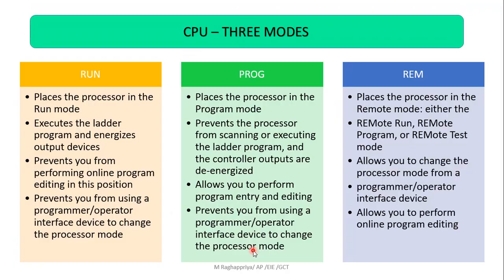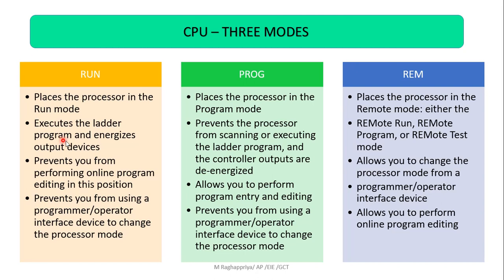So this is the CPU. Now this CPU has three modes: run, program and REM. What does run mode indicate? It means the processor is placed in the running condition. You have already developed a program and downloaded it into the processor, and that processor is connected in the real-time environment. It is now working and controls a real-time process. So the processor is in run mode.